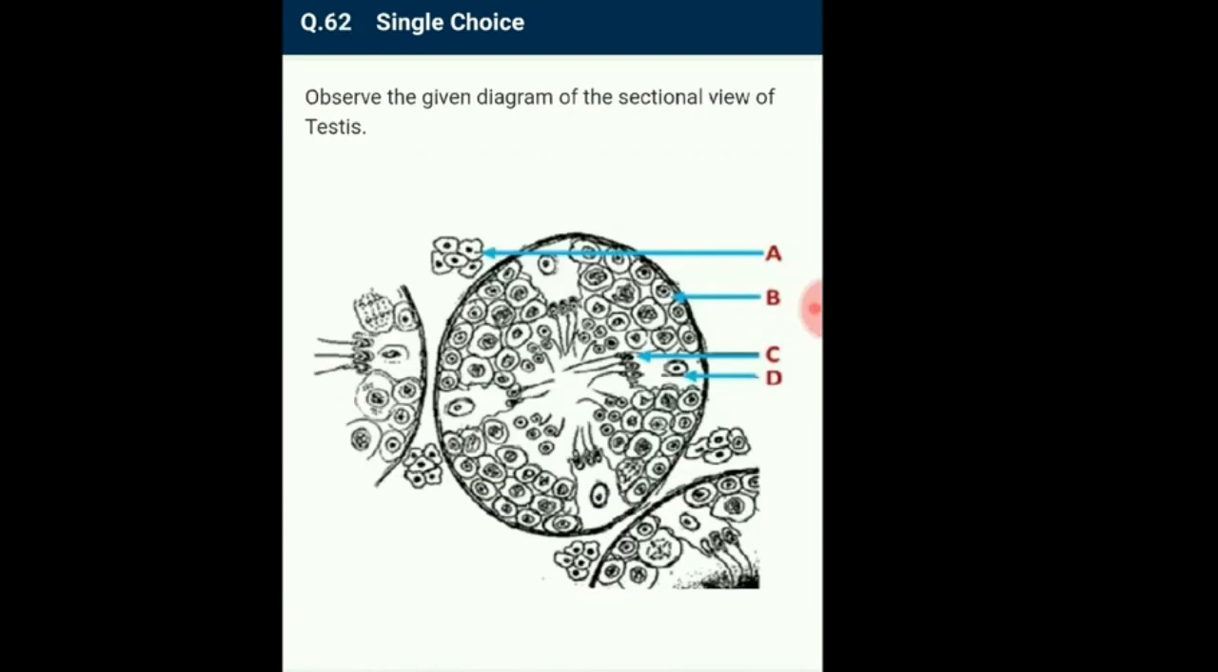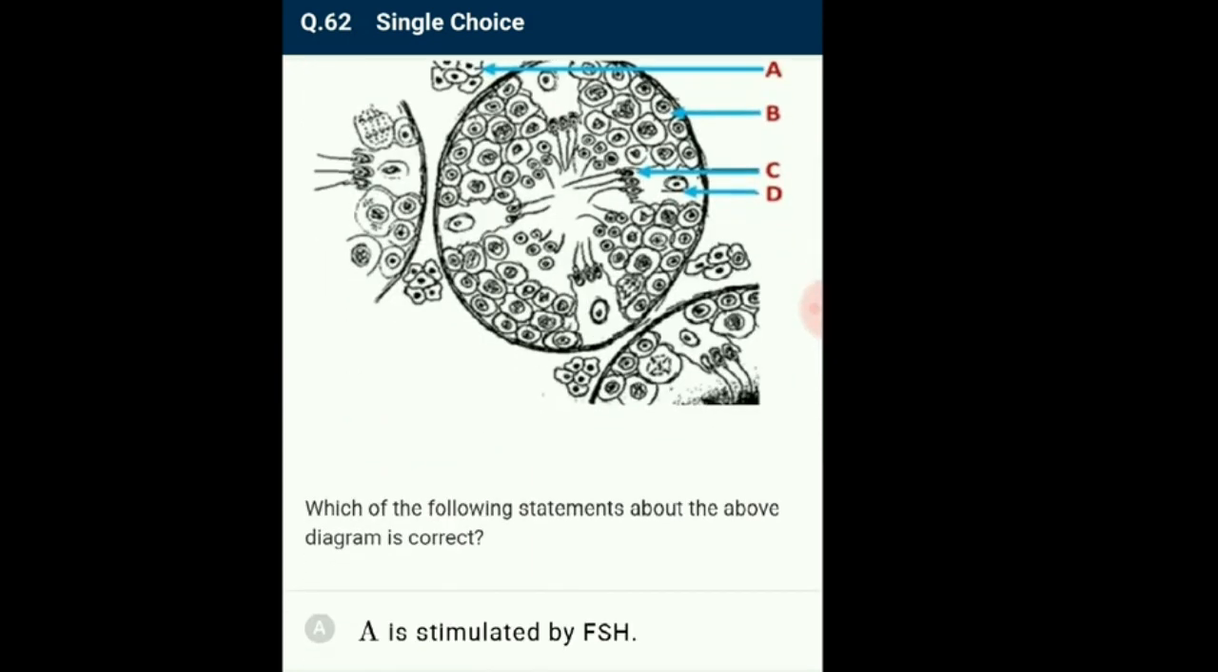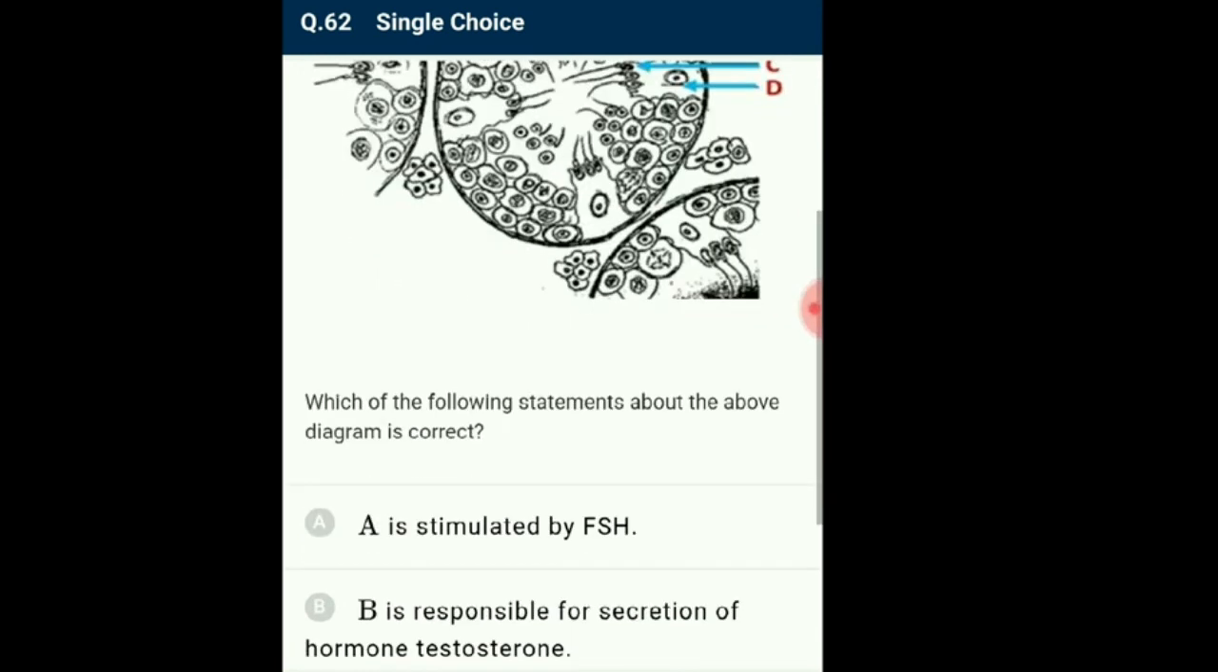62. Observe the given diagram of the sectional view of testis. Here there are 4 parts given: A, B, C, D. From that, which of the following statements about the above diagram is correct? First statement: A is stimulated by follicle stimulating hormone. So this one is the wrong one.